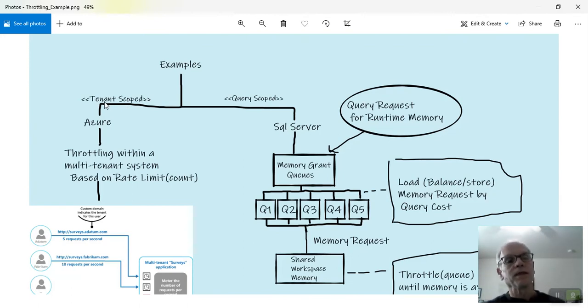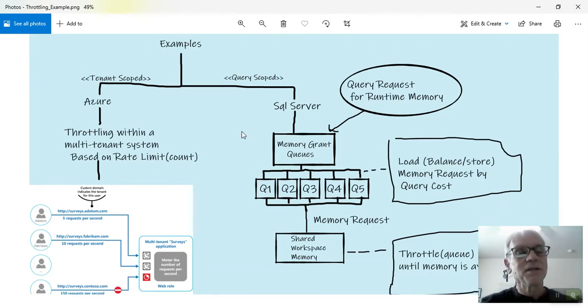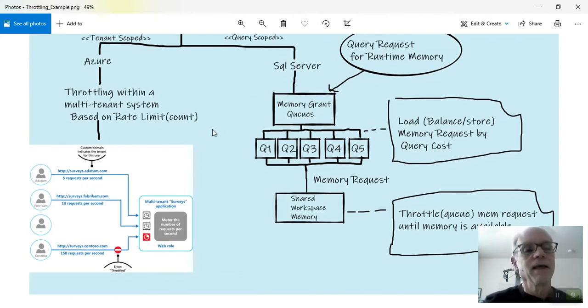Example one has to do with the tenant. The tenant scoped within the Azure cloud. So this is throttling within a multi-tenant system based on the rate limit. So this is very high-level scope throttling, in the fact that based on the tenant system, we're throttling based on how many requests are coming in. So as we see here, 5 requests, 10 requests, 150 requests reached the throttle point, and there was throttling involved.